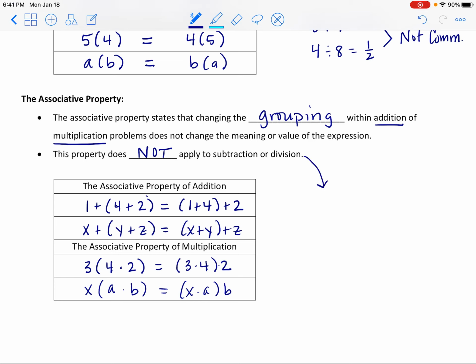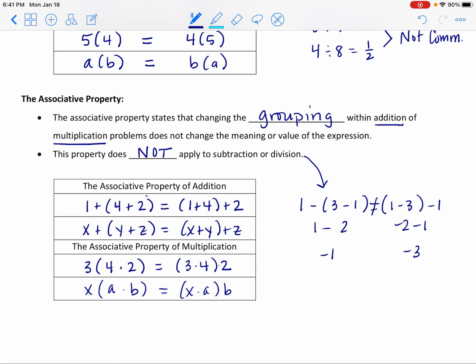So let's say we had, geez, how would this look for subtraction? 1 minus (3 minus 1). So this would be 2. 1 minus 2 would be a negative 1. If I change the grouping, (1 minus 3) minus 1. 1 minus 3 in the parentheses would be a negative 2. And then I subtract the 1. Then I would get a negative 3 for my answer. Okay, these are definitely not equal, not the same thing.